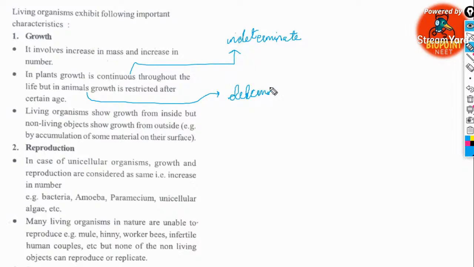Clear with that, guys? Determinate and indeterminate growth, that is limited and unlimited growth. Cell division occurs in certain tissues to replace the cells, which is also a means of growth. In the case of non-living objects, the growth is from outside, that is by accumulation of some material on the surface. In mountains, the growth is by accumulation of rocks and sand over the mountains, or small hills that finally form peaks. Such growth by accumulation of material is known as accretion.